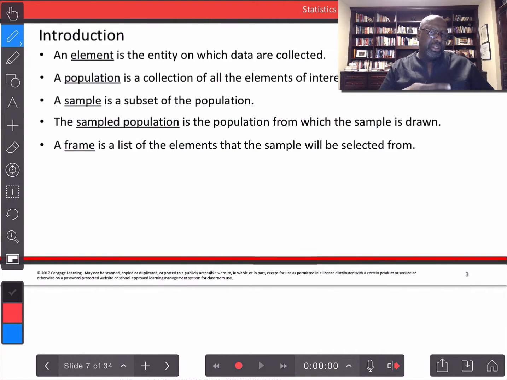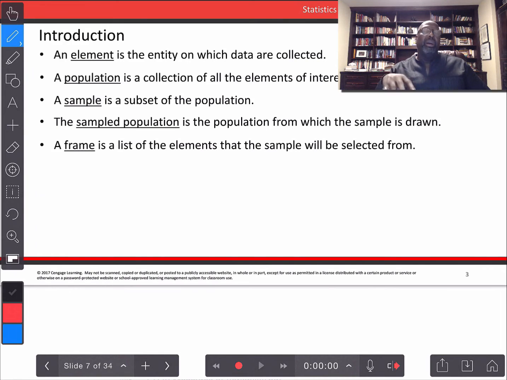So these are some terms. An element is an entity on which data is collected. So in a population, we have several elements, and we talked about elements in chapter 2. Population is a collection of all the elements of interest. A sample is a subset of that population. And then the sample population is the one that you actually drew your sample from. Okay? And a frame is a list of all the elements that the sample will be selected from.